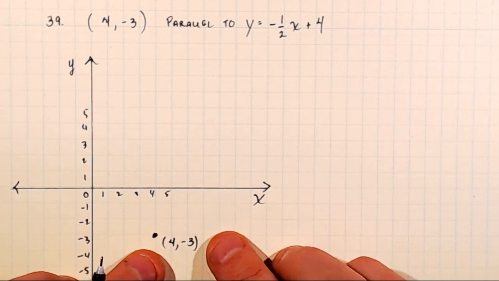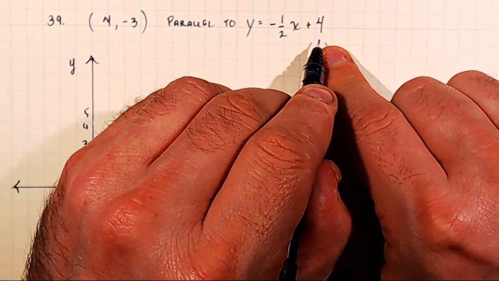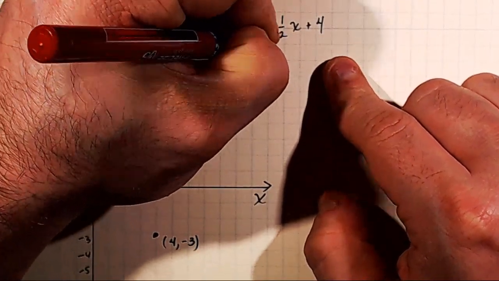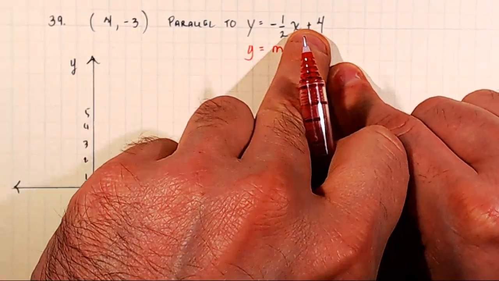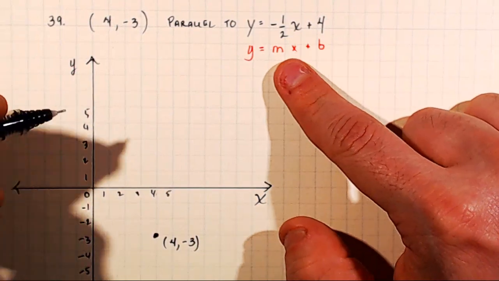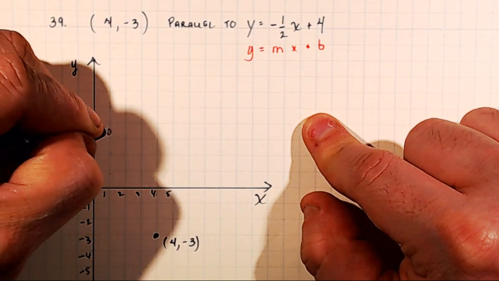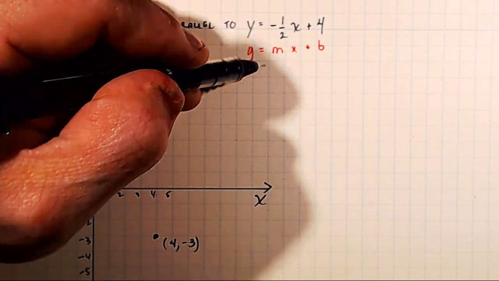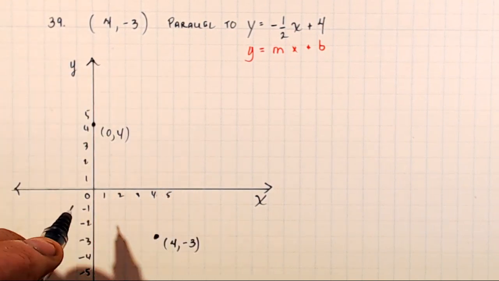All right, so that's the point we're going to have the line pass through. But forget about that point for just a second. Now we're going to plot this line right here. So y equals mx plus b. Remember, y equals mx plus b. So b is the y-intercept. Therefore, b is 4. So we go to the y-axis and find 4. Put a little dot there. This is 0, 4. And now we are given a slope of negative 1/2.